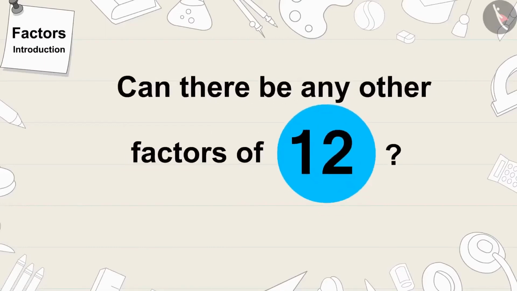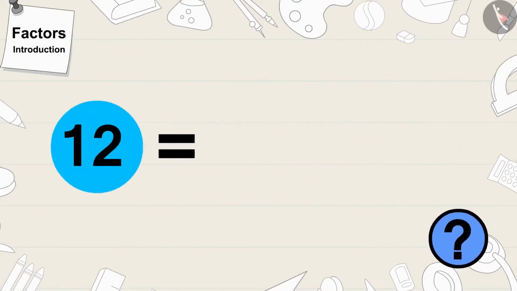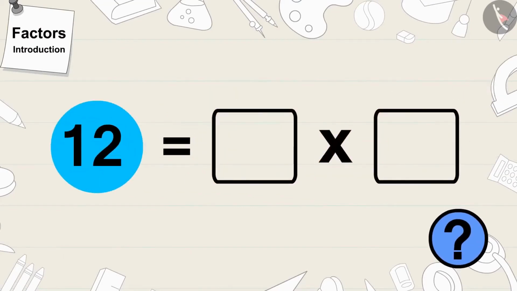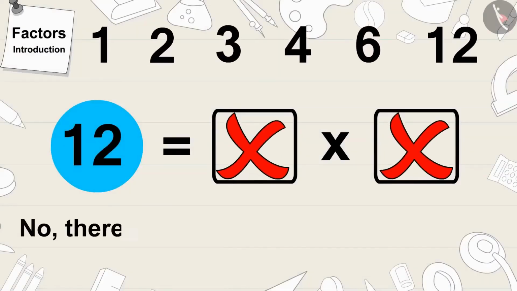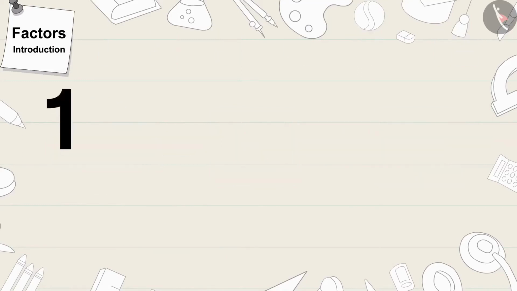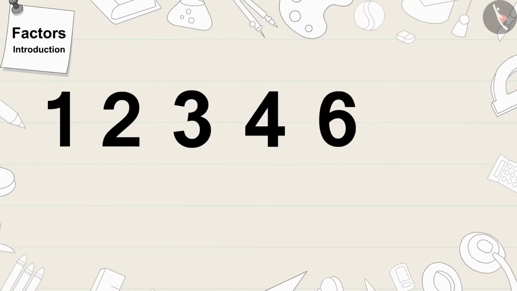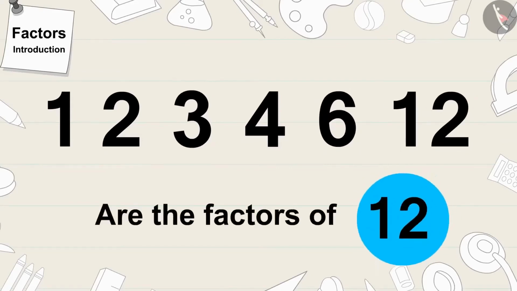Children, can there be any other factors of 12? Can we write 12 as a factor of any other numbers? If you want, you can stop the video and think about the answer. No, there are no other factors of 12. 1, 2, 3, 4, 6 and 12. These numbers are factors of 12.